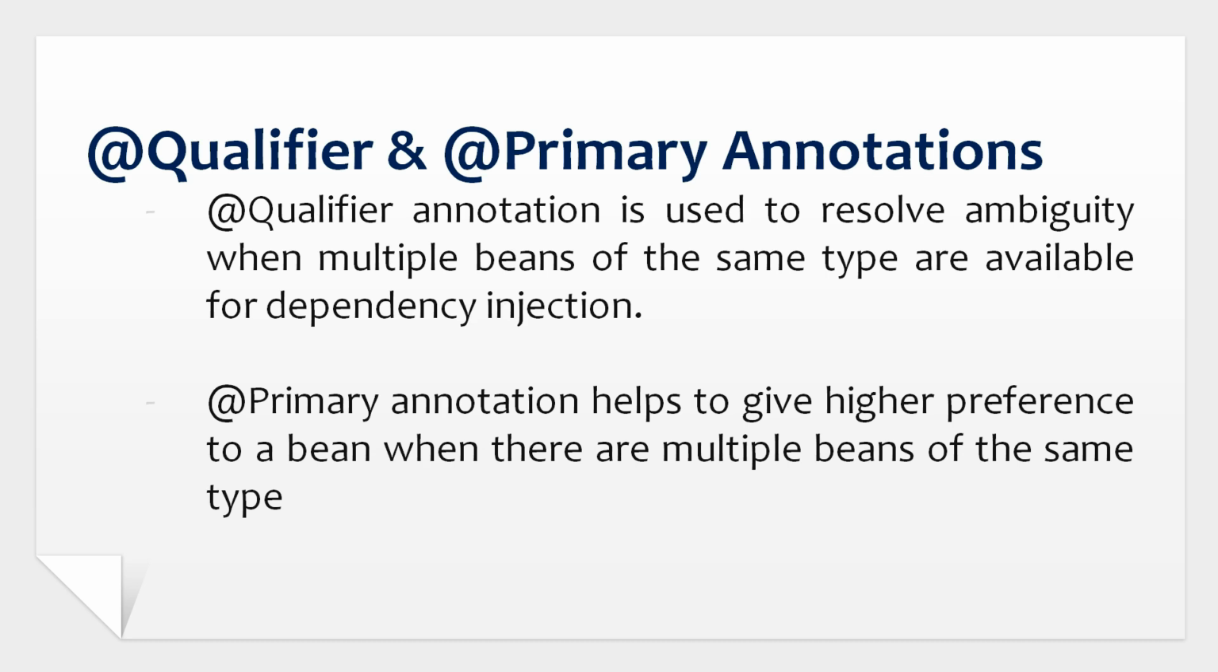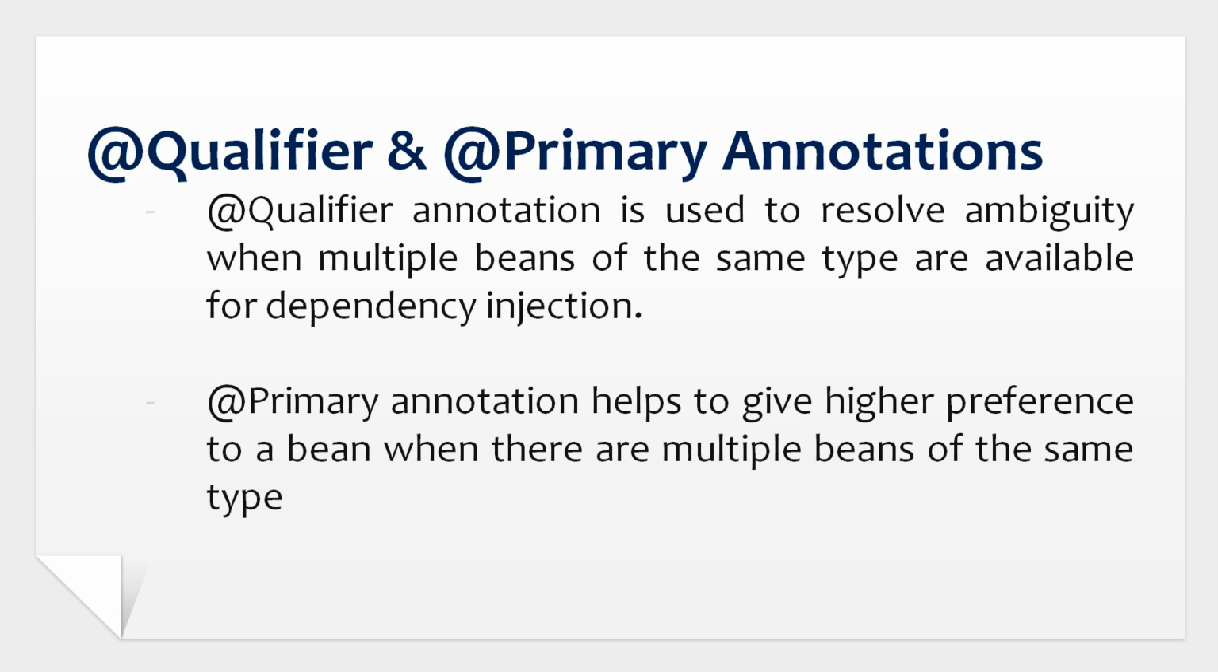Qualifier annotation is used to resolve ambiguity when multiple beans of the same type are available for dependency injection. It solves the ambiguity issue when we have multiple beans with the same type. Primary annotation helps to give higher preference to a bean when there are multiple beans of the same type. When multiple beans are eligible for autowiring, the primary annotation helps to determine the specific bean. It will give higher preference compared to other beans.